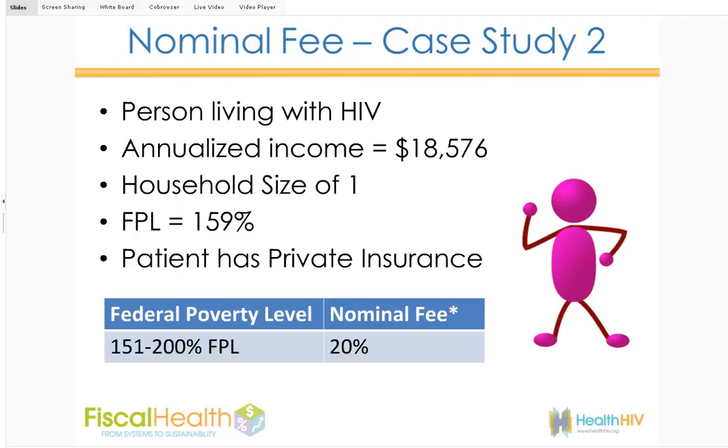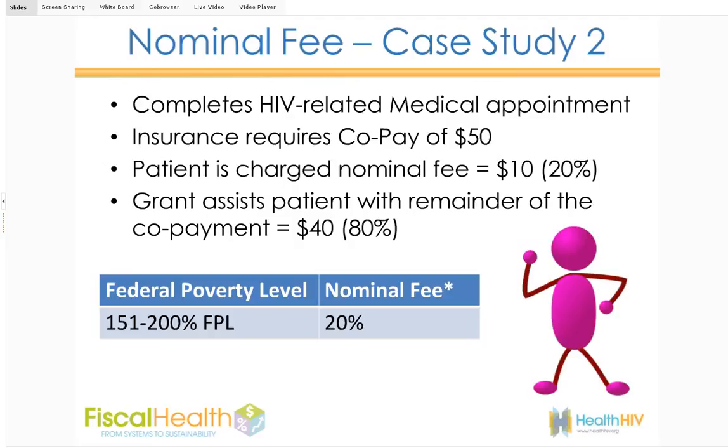So let's look at an example of what a percentage might look like. So again, you have an HIV positive person that has an annualized income of $18,576, household size of 1, and their federal poverty level is 159% of the poverty level. And let's say the patient has private insurance. So the patient completes a medical appointment and their insurance requires a co-payment of $50. So what you can look at in terms of a nominal fee for this patient is the patient being responsible for, say, 20% of the copay, which would be $10 based on your sliding fee scale. So the patient would pay the $10 of the $50 copayment, and then the Ryan White grant could assist the patient with the remaining copay, the $40.